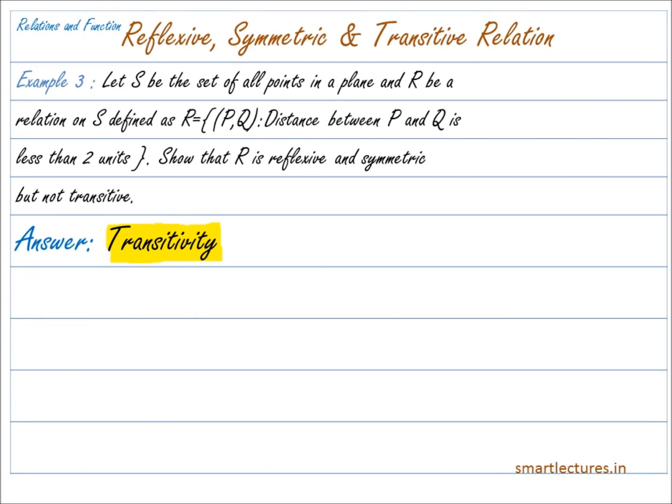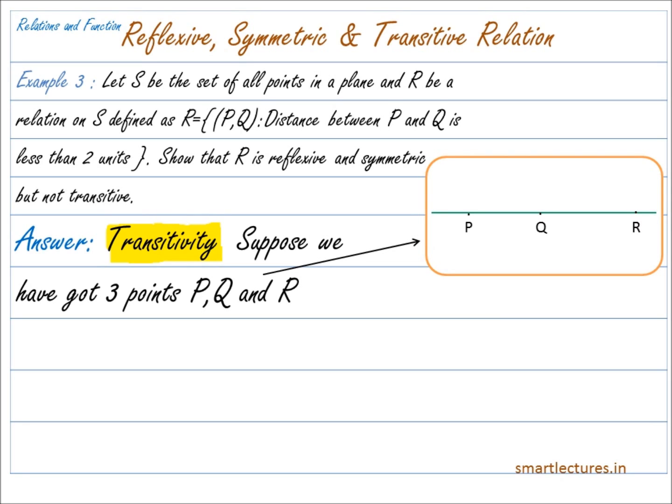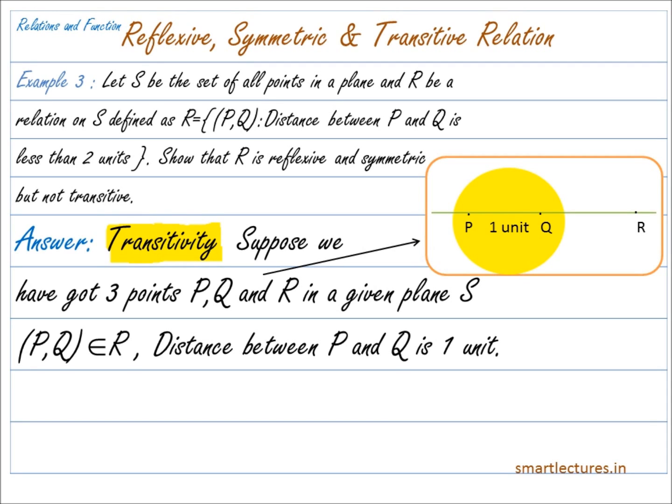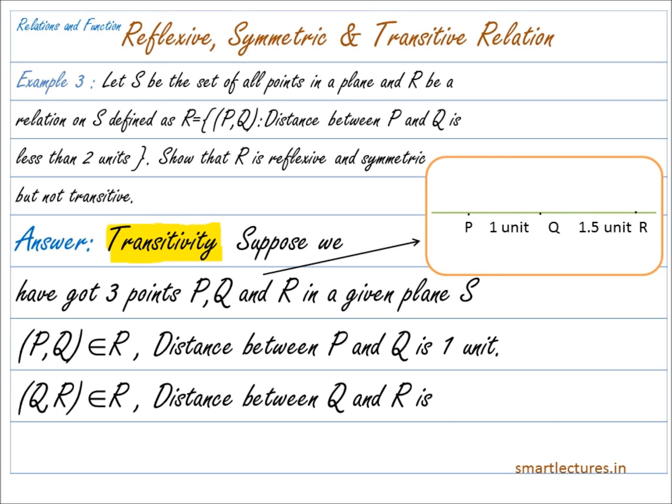Now let's check whether this relation is also transitive or not. Suppose we have 3 points P, Q and R on the given set S. And suppose (P, Q) belongs to R. That is, the distance between P and Q is less than 2 units. Suppose the distance between P and Q is 1 unit, and we have them on the same plane. You can see the 2 points. The distance between them is 1 unit. Now suppose (Q, R) also belongs to R. That means the distance between Q and R is also less than 2 units. Let's assume the distance is, say, 1.5 units.